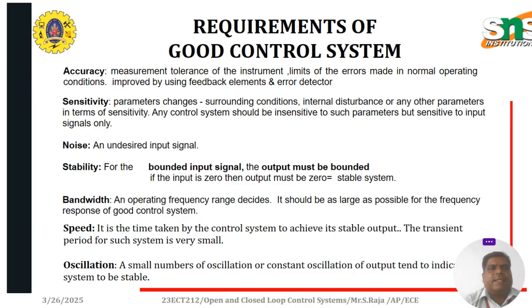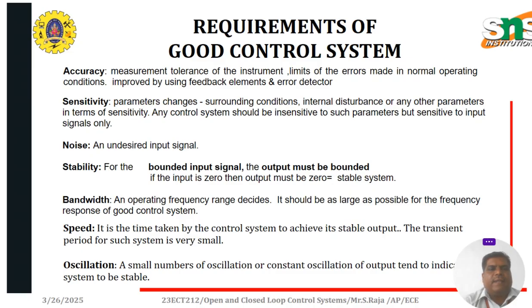Sensitivity: parameter changes, surrounding conditions, internal disturbance or any other parameters. Any control system should be insensitive to such parameters but sensitive to input signals only. Noise: an undesired input signal. For any system, noise is unwanted and we can eliminate it to whatever ratio we want. Stability: for a bounded input signal, the output must be bounded. If the input is 0, then the output must be 0. That is called a stable system.